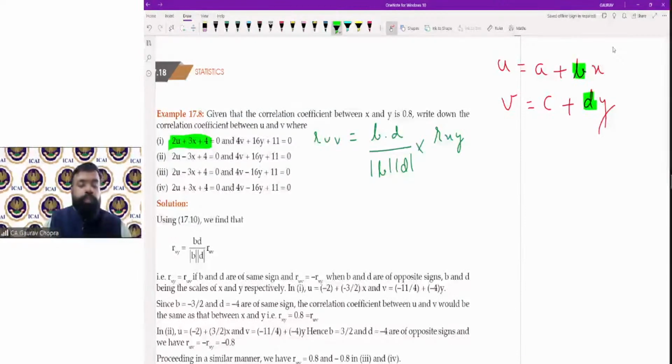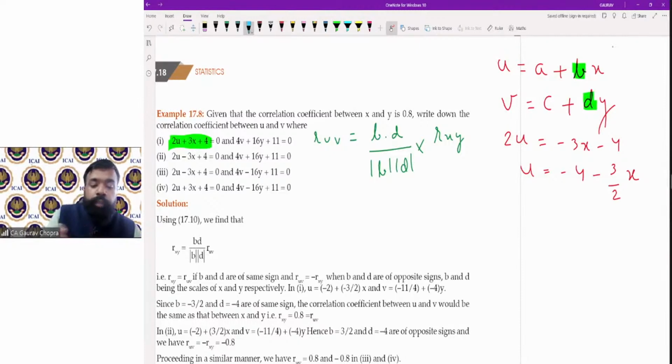So in the given question, 2u plus 3x plus 4, तो यहां से हम पहले क्या करते हैं, अरेंज करते हैं। Let's arrange, 2u is equal to minus 3x minus 4. So u is equal to minus 4 and minus 3 by 2 x. So what is the value of b here? Minus 3 by 2. This is the value of b.